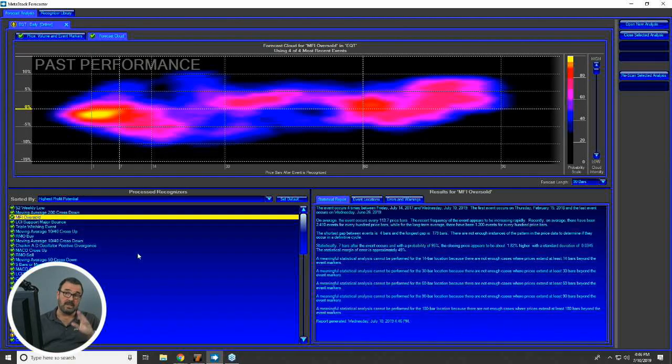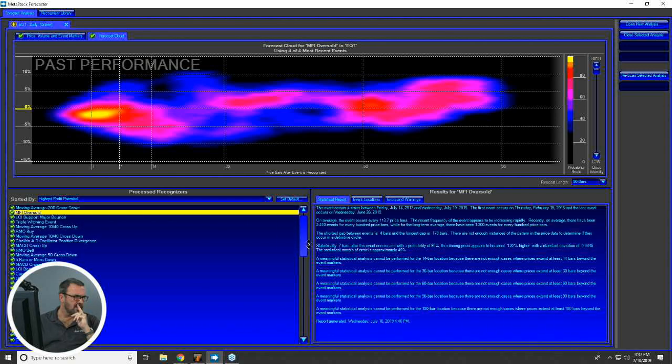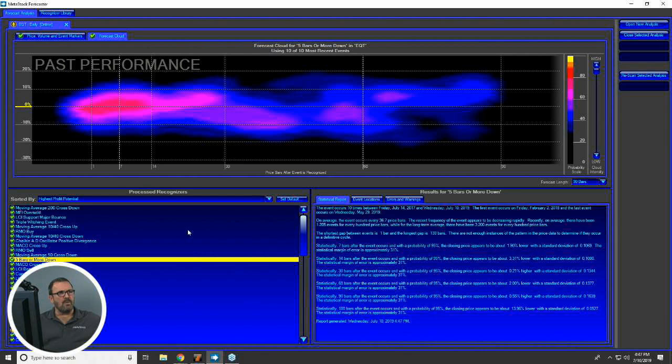I've noticed, in this case, we don't have a recognizer that correlates directly with the cycle progression, but we do have one that says five bars down. Where is that? Here it is, five bars down, or more. So now, what you're looking at here is basically the Forecaster saying, I recognize five bars down or more historically. And over here, it'll tell you exactly how many times that's happened. It'll give you the exact specifics.